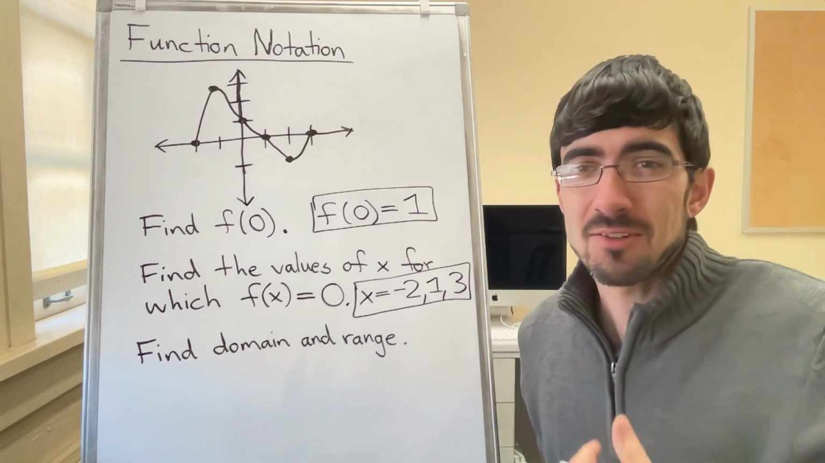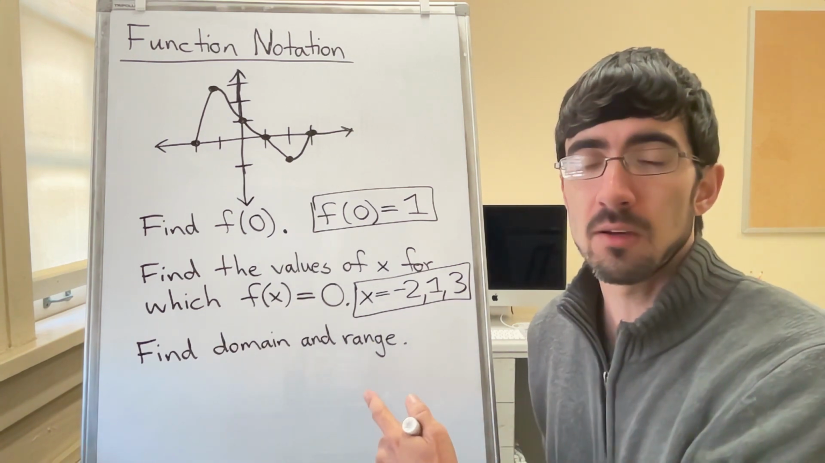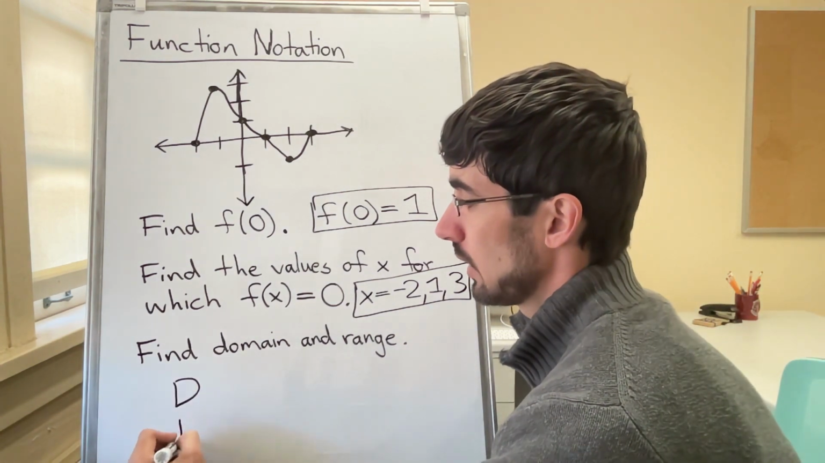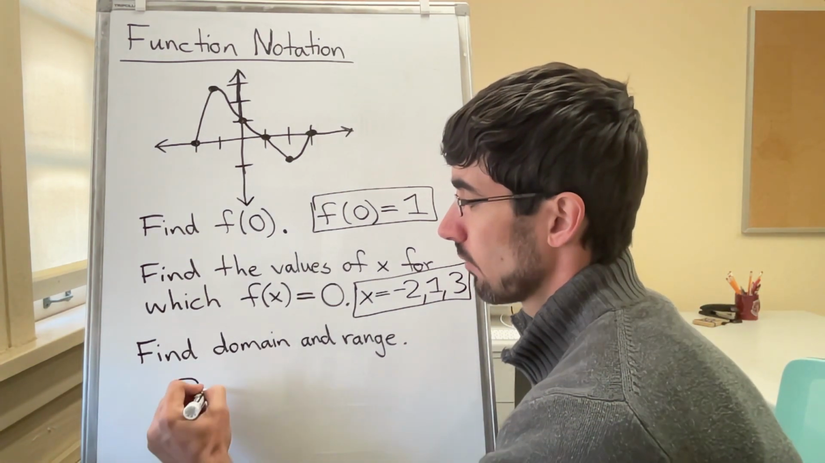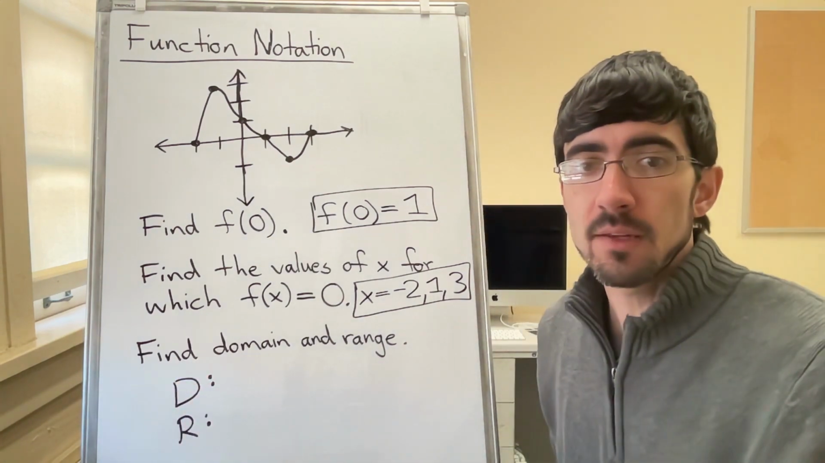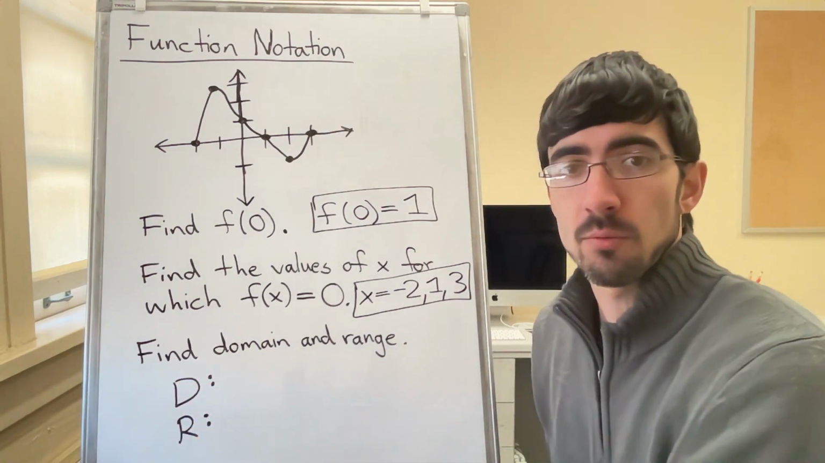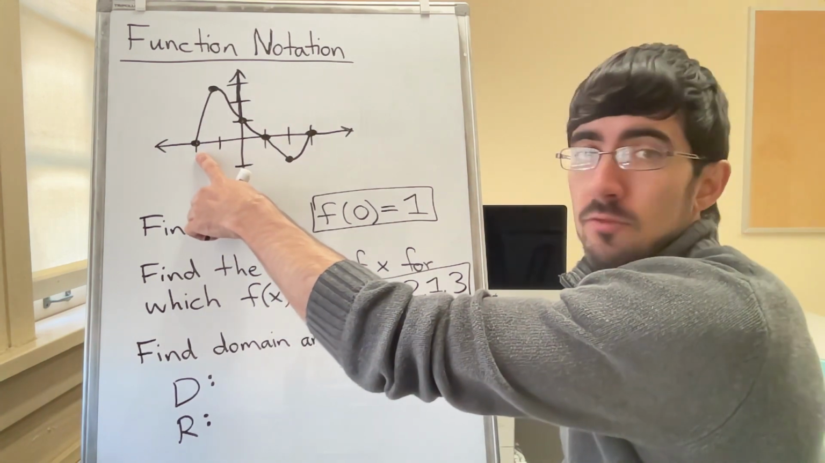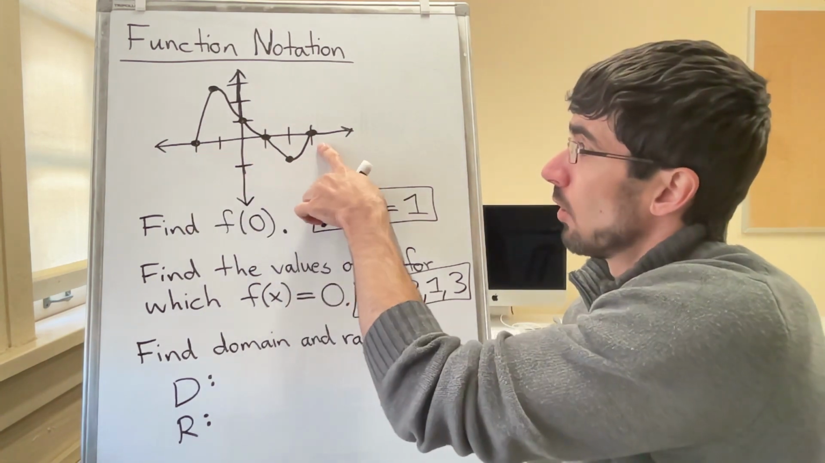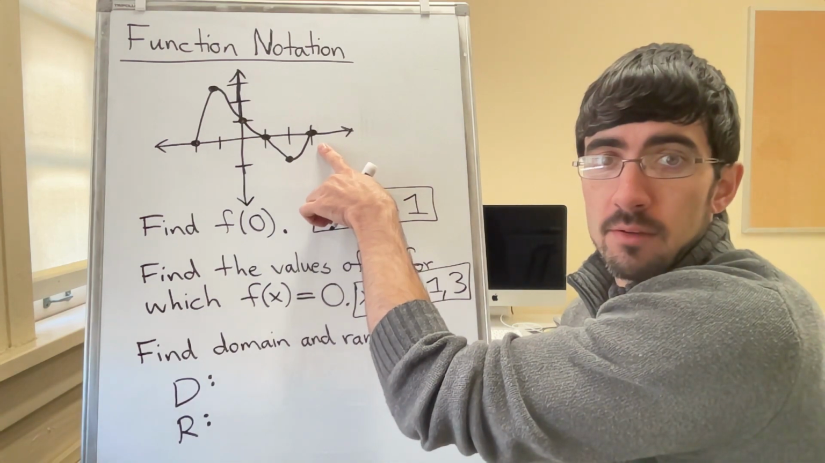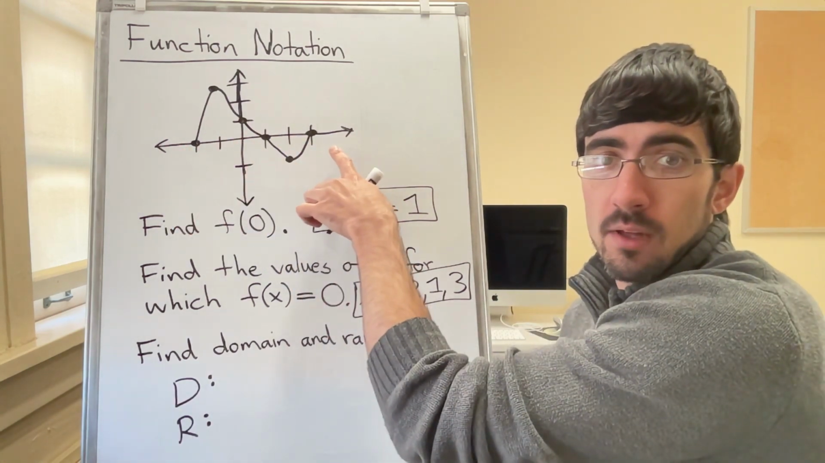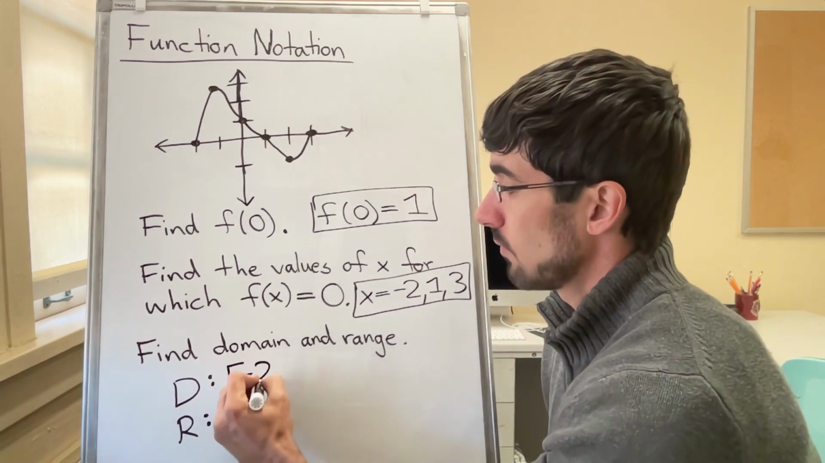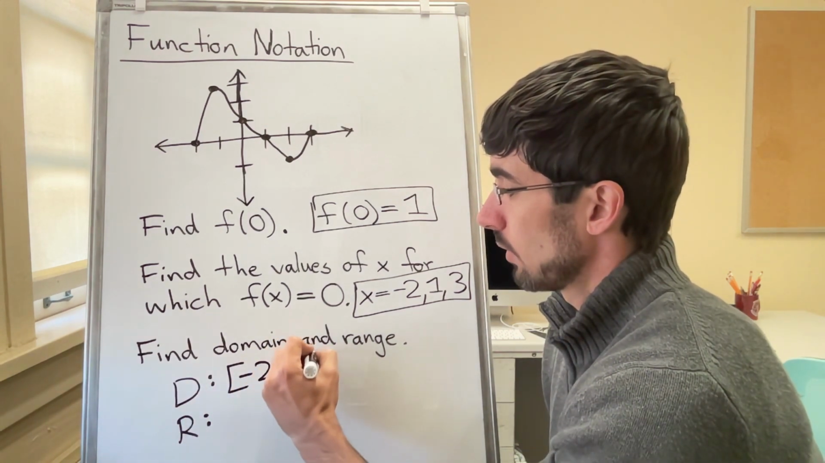Finally, hearkening back to an earlier video, let's find the domain and range, just for practice. What's the domain and what's the range of this graph? Domain is x values from the left to the right. So the smallest x value I see is negative 2. The largest x value I see is positive 3. I'm moving on the horizontal axis from the left to the right. So the domain is from negative 2 to positive 3.